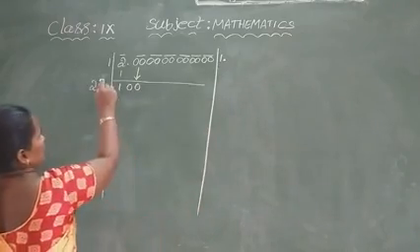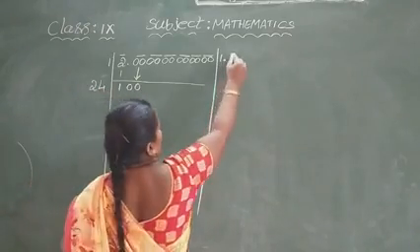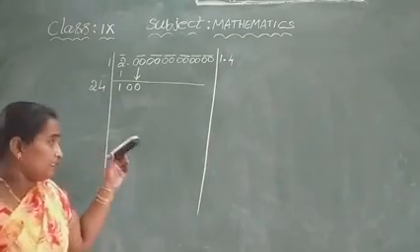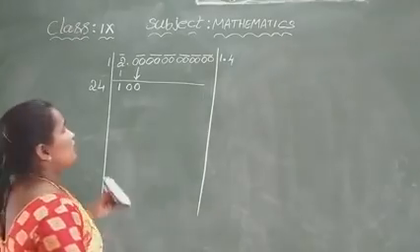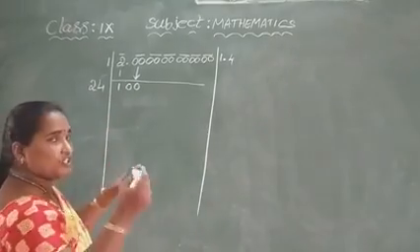So here you take 4 and 4. So this way, this process you can continue in the long division method. 24 fours are. Which number can you take?